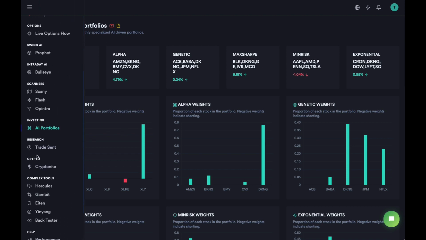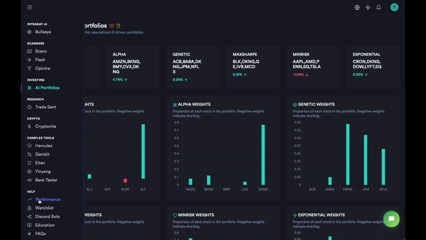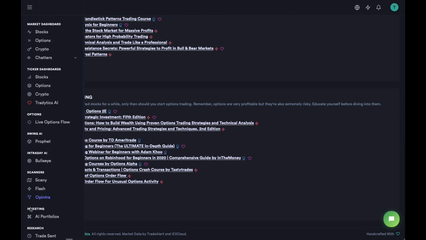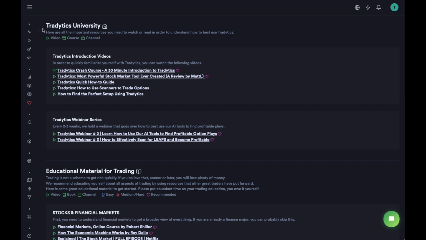Then we have some research tools. We have a TradeSend tool that goes over the most important news articles every day. Then we have a swing trade ideas tool for crypto. And then we have some complex tools that I'll go over in their own videos. Finally, we have some helping tools on the performance of our tools, on your own watch lists, on a Discord board that we have created that's connected with the platform, and then some educational tutorials that you can find. So that's the basic overview of the platform.